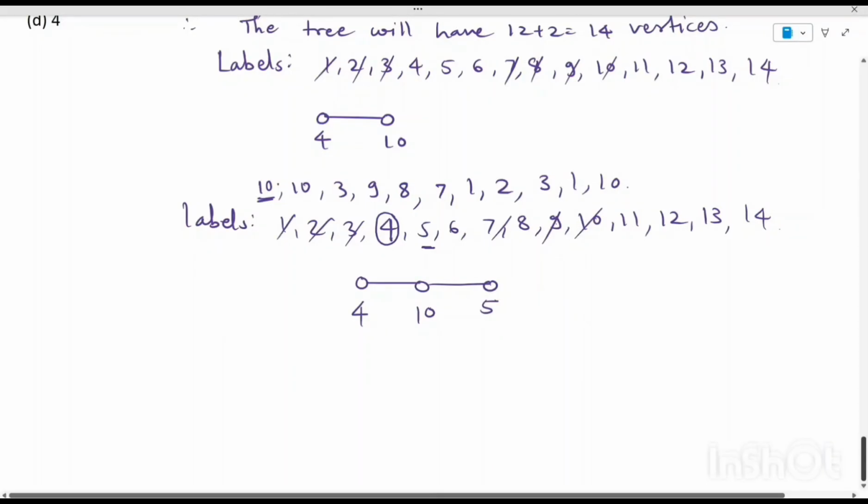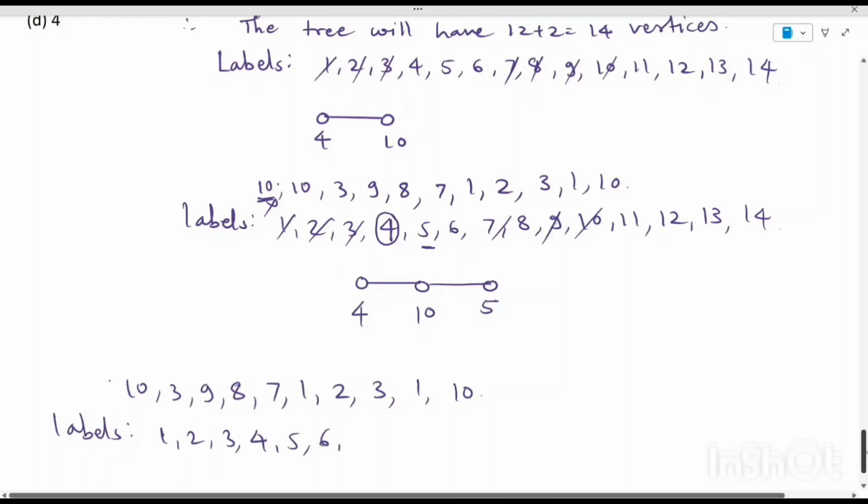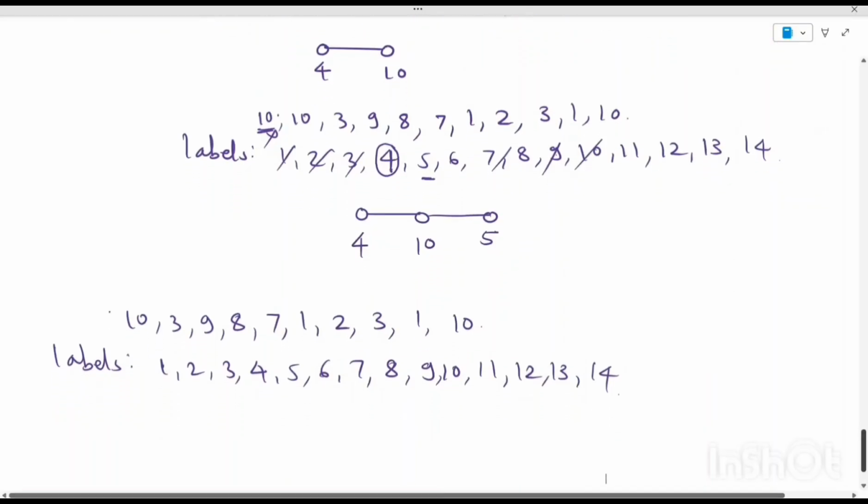Now the remaining labels are, this 10 is also cancelled. Prufer code is 10, 3, 9, 8, 7, 1, 2, 3, 1, 10. And labels are 1, 2, 3, 4, 5, 6, 7, 8, 9, 10, 11, 12, 13, 14.